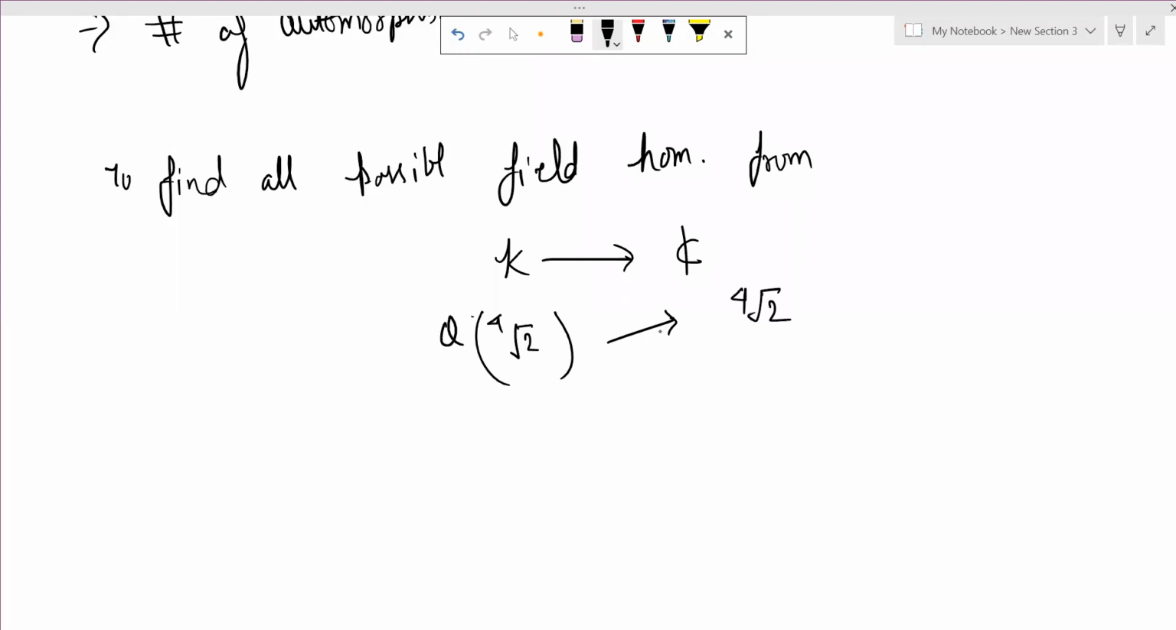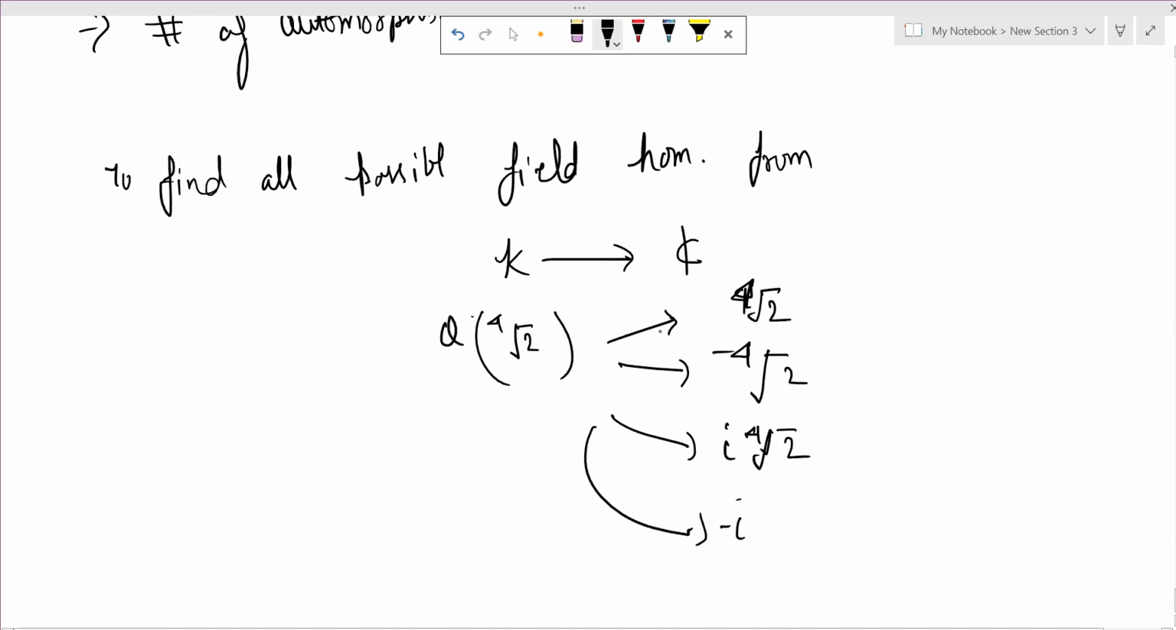This will give me the identity homomorphism. I can send this to minus fourth root 2. I can send this to iota fourth root 2. I can send this to minus iota fourth root 2, right? These are the only possible choices. And all these are elements in C. Here I include these other two choices also because they are also elements of C. So the only possible choices are these, and you can check that all these determine field homomorphisms, we just fix the Q and fourth root 2 sends to this, then all the other elements are automatically determined.